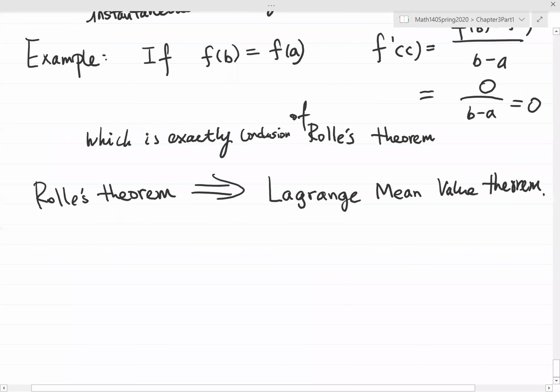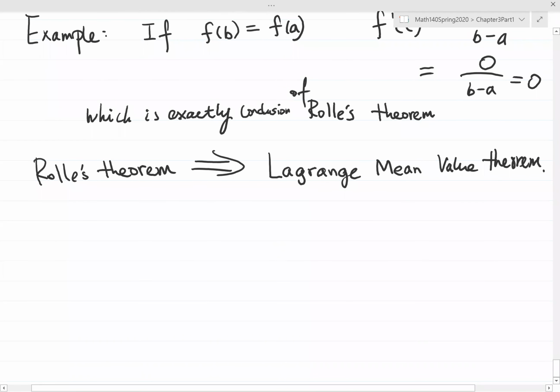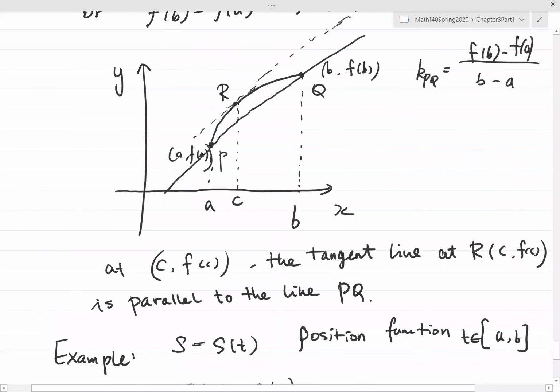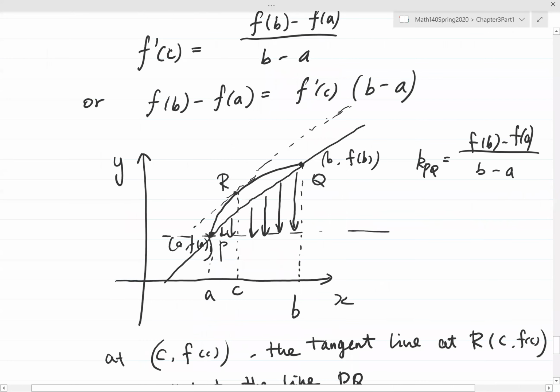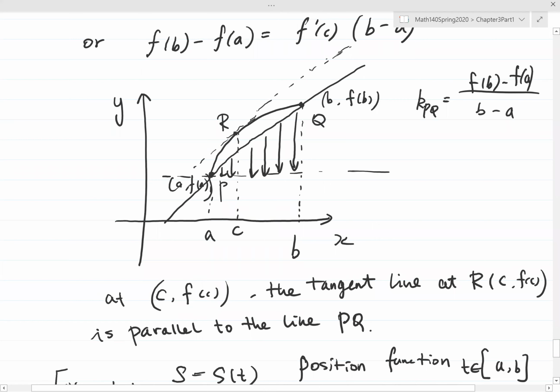Now, conversely, this is also true. We can prove the Lagrange mean value theorem from Rolle's theorem. What do we do? The key idea: remember, in the Lagrange mean value theorem, f(b) and f(a) are different. We try to subtract certain things such that the function values will be equal at the two points b and a.